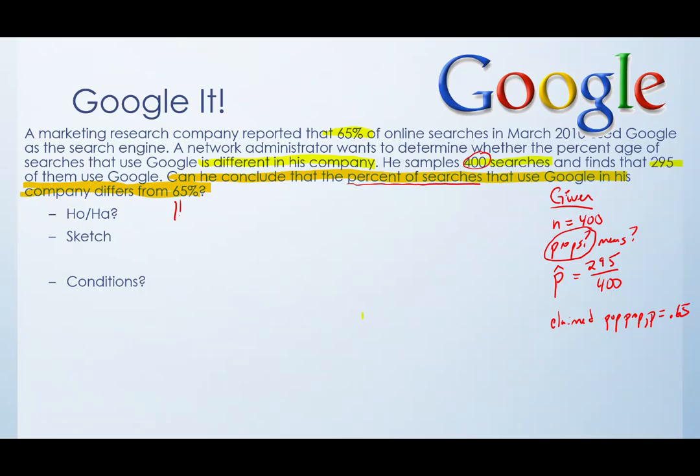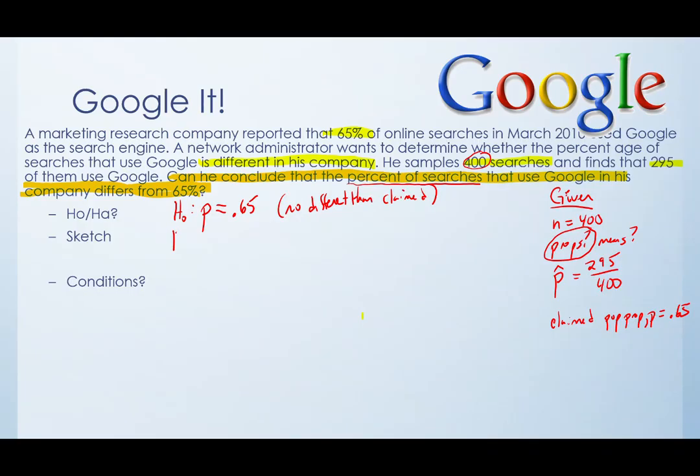Our null is that the proportion of searches that use Google is no different from what the company claims, so it is still 65%. So, no different than claimed. Sorry, my handwriting's bad.